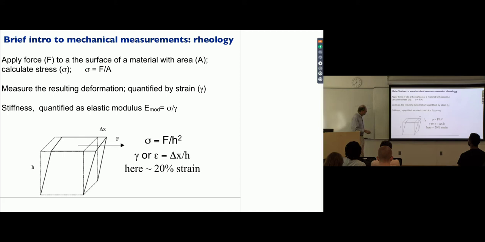So let's say you have a cube. You start with a cube of jello or something, or fat, and you apply force tangentially to the top surface. The cube has a height of h, so the area of this face is h squared. If we put a force F pulling this surface with respect to the fixed bottom surface, that's a stress of F divided by h squared. So that's good. But now, what's the strain?